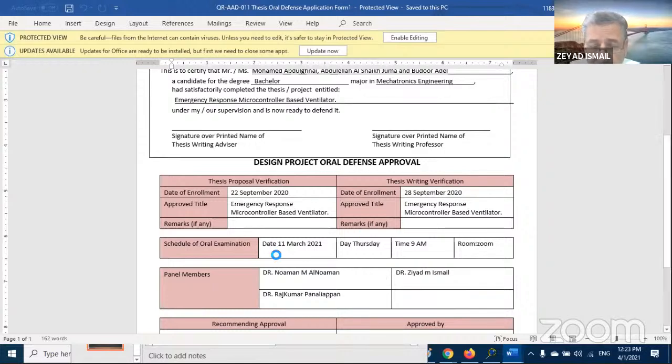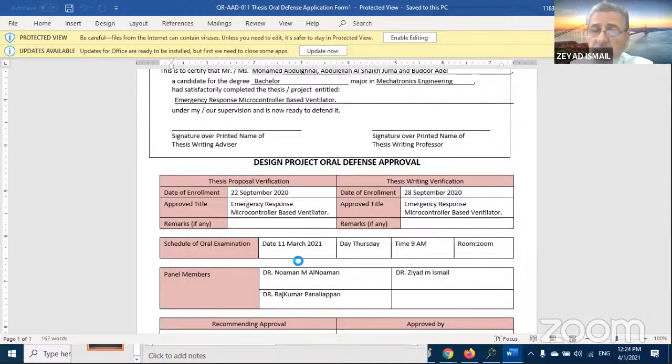As you see, we have two, three names here. For a project A presentation, maybe there will be two faculty with the coordinator.